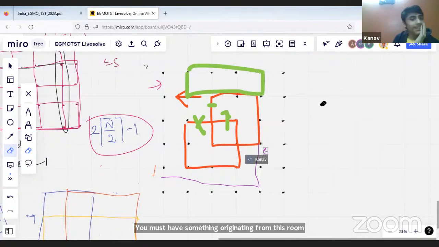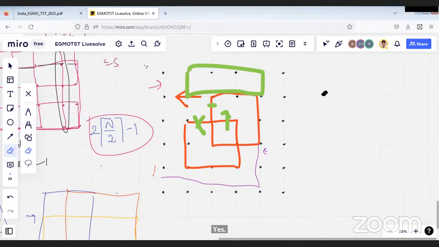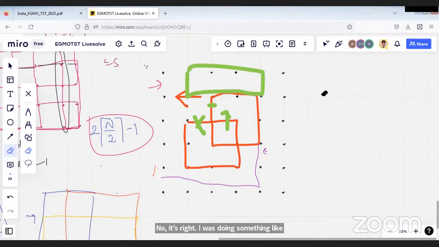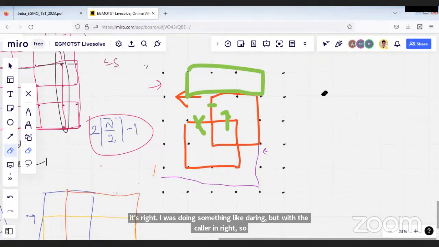Which pair? Oh, wait, no. I guess I was doing that 20 minutes ago or no? Yes, okay, leave that. No, it's right. I was doing something like pairing, but with the column n. Right. So. Oh, yes. Yes.